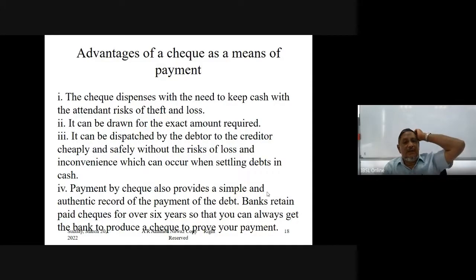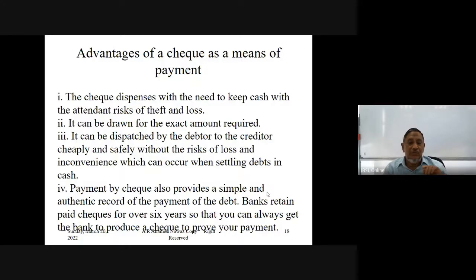It can be dispatched by the debtor to the creditor cheaply and safely without the risk of loss and inconvenience, which can occur when settling debts in cash. Payment by check also provides a simple and authentic record of a payment of the debt. So, in other words, paying by check, the check instrument will be a legal document to prove that the transaction has taken place. Right? It's an authentic record.